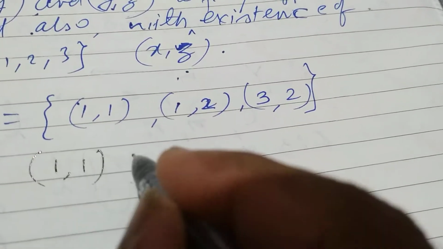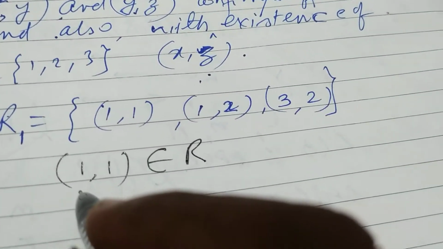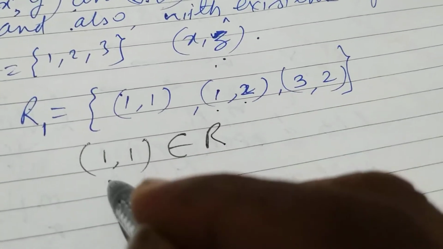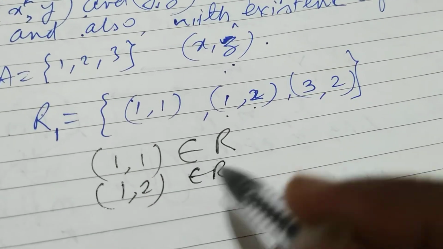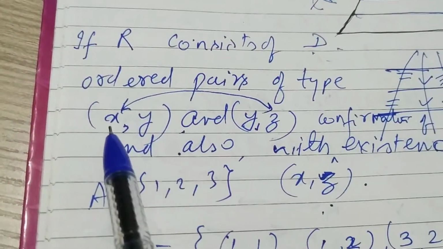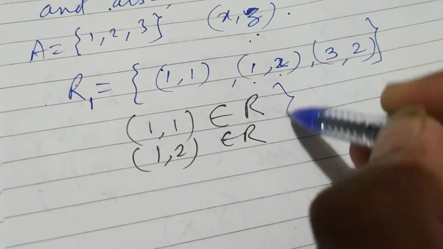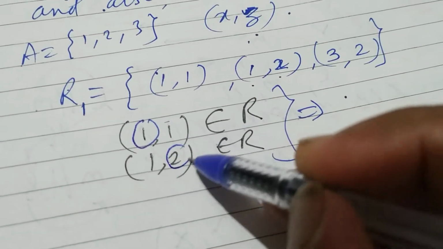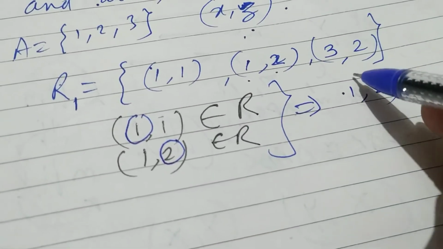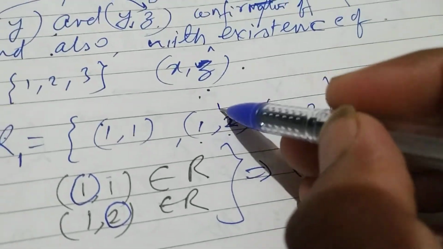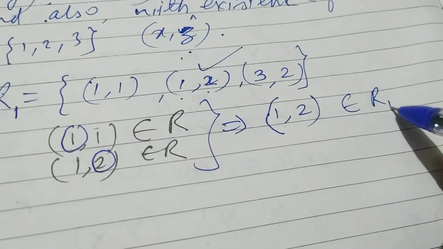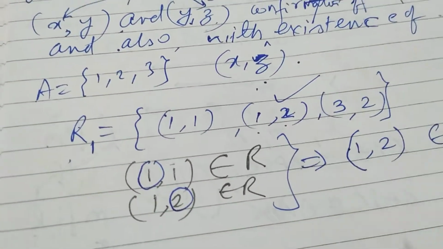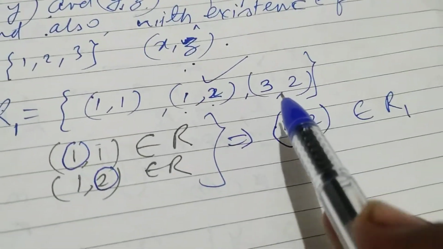(1, 1) is present in relation R. That means (X, Y). Now (Y, Z): (1, 2) is present in relation R. Then does the first and last element ordered pair, that means (1, 2), is it present? Yes, it is present in relation R1. So can I say that the whole relation R1 is transitive? No, I have to check for each and every pair of ordered pairs.